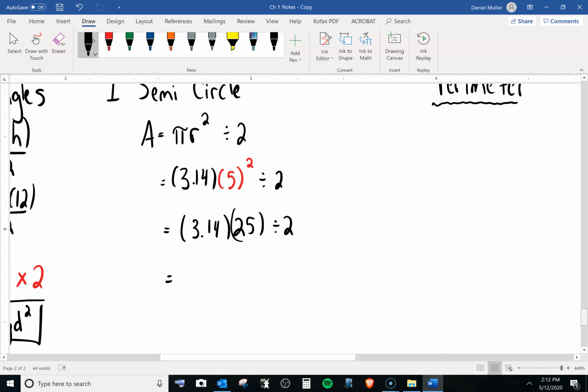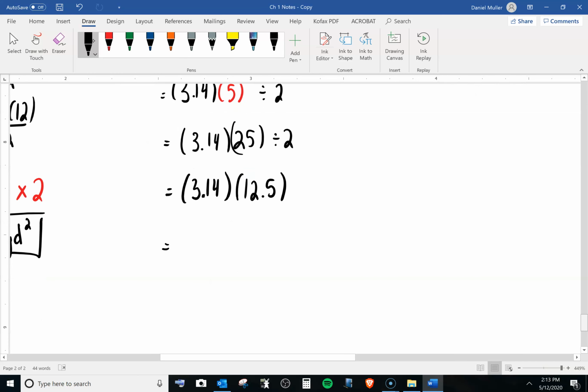Now, this could be done a couple different ways, but I'm thinking I'm going to have to multiply these and then cut them in half. But just to change things up a little bit, I'm actually going to take 25 and cut it in half. Now 25 does not cut in half evenly, but if you had $25 and you cut that in half, you would have 12.5. So I have 3.14 and 12.5.